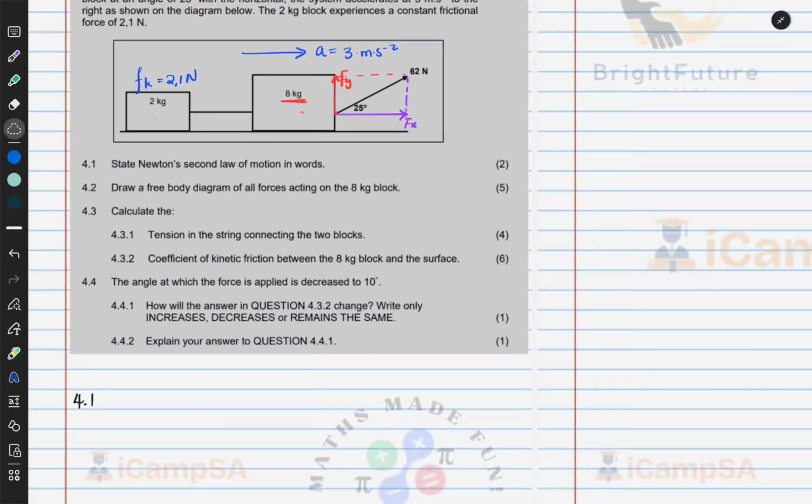So when it comes to Newton's second law, usually we say whenever we have a net force being applied to an object of mass m, the object will then accelerate in the direction of this net force. It will accelerate with an acceleration that is directly proportional to this net force, but is inversely proportional to the mass of this object. Okay, so that's all you have to say for Newton's second law.